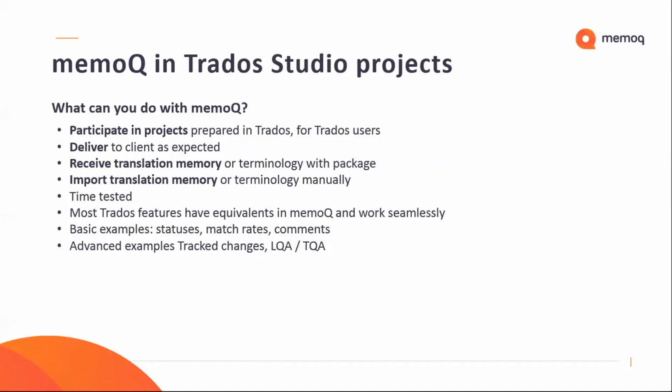And in the last few years, we've been adding more and more specialized or advanced features like supporting the tracked changes functionality of Trados, which means if you are, for example, a reviewer or a translator who works with a Trados-based reviewer, you will be able to see what kind of changes they made, or you will be able to add track changes in memoQ, and your translator or reviewer on the other side will be able to see them.